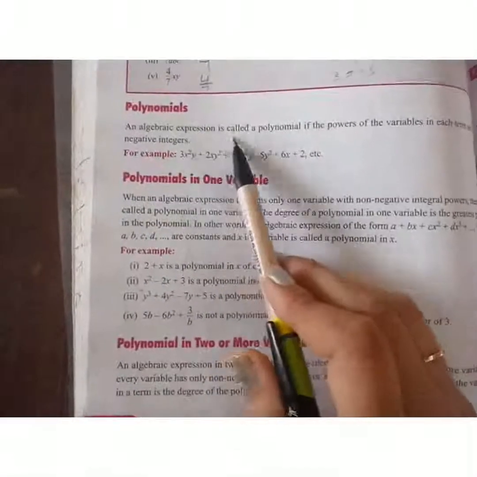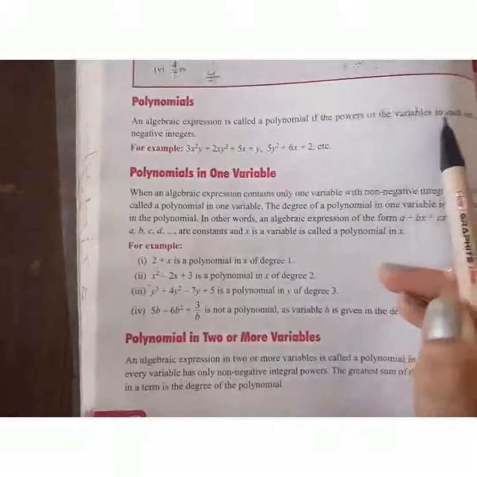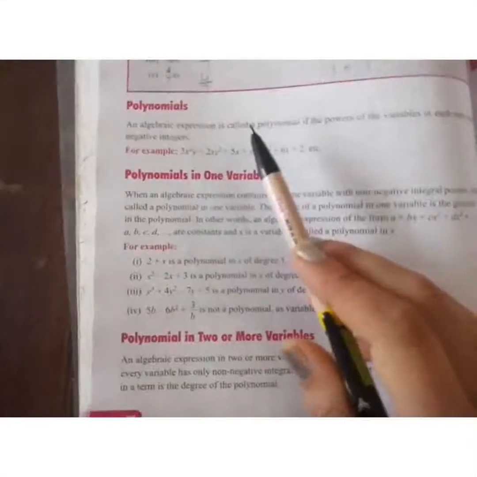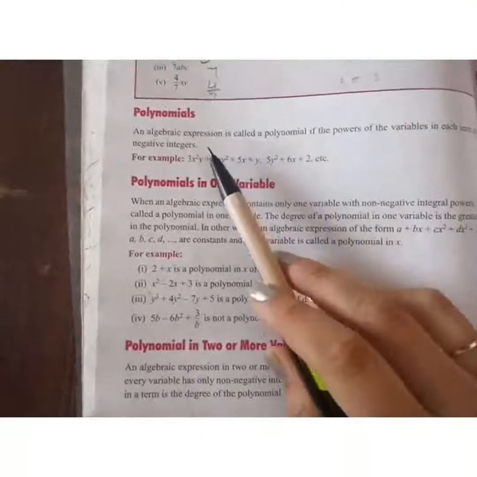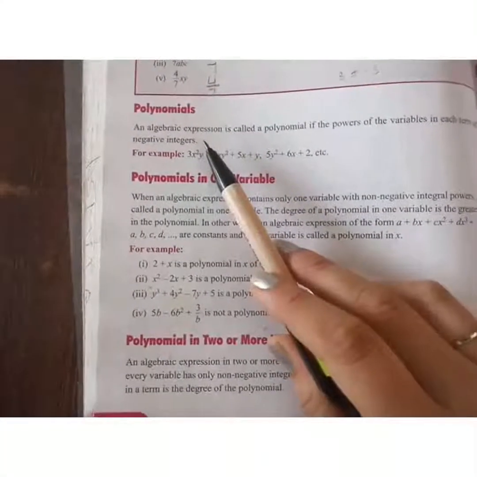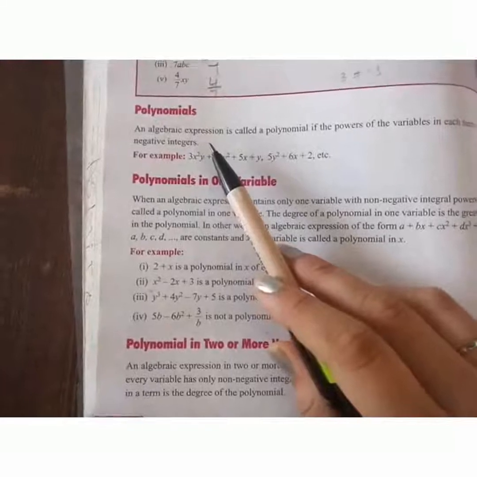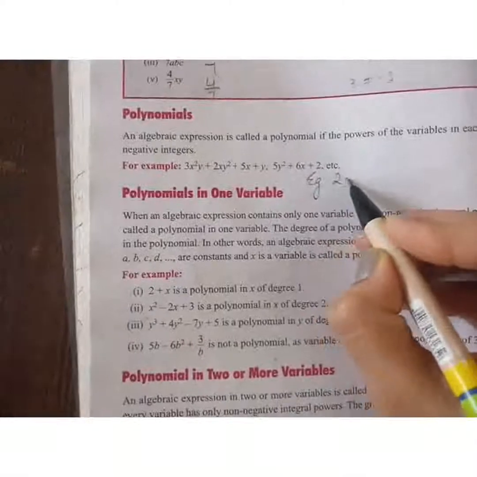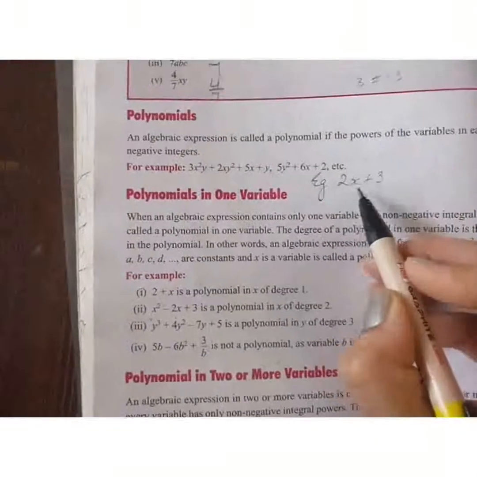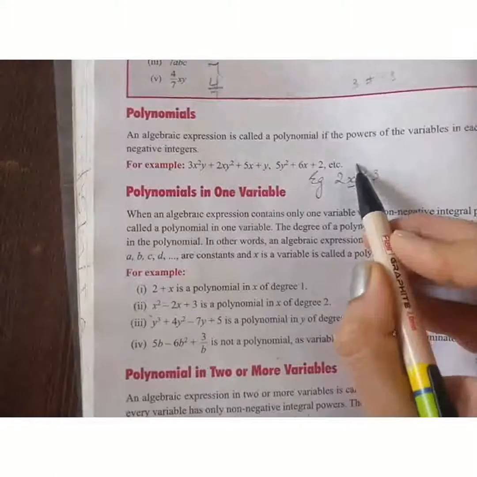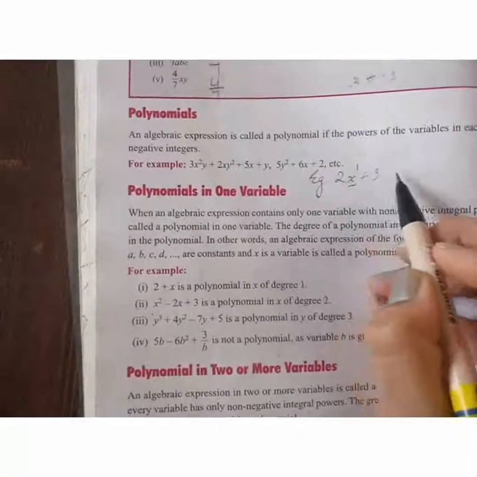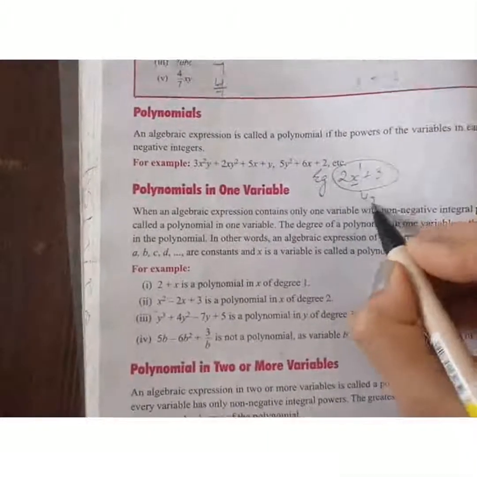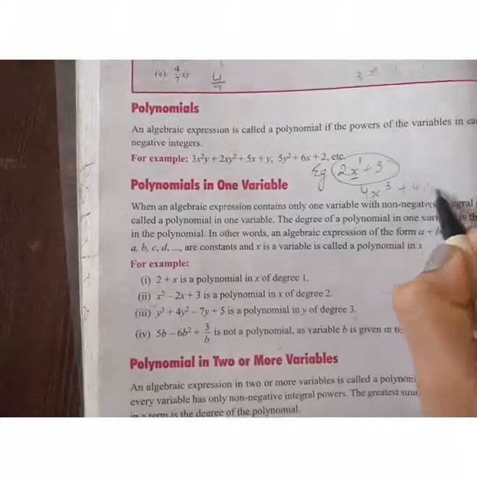An algebraic expression is called a polynomial if the powers of the variable in each term are non-negative integers. Non-negative means the powers should be positive. What do you mean by algebraic expression? An algebraic expression is a combination of variables and constants. Here is an example: the variable is x, its power is 1, and the power is positive, so we can consider it a polynomial. One more example: 4x power 3 plus 4x plus 3.